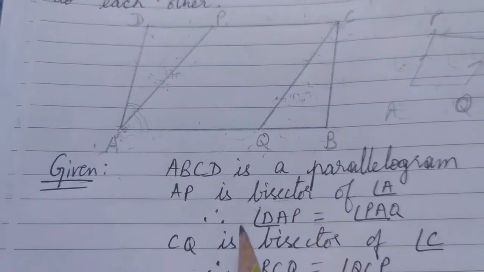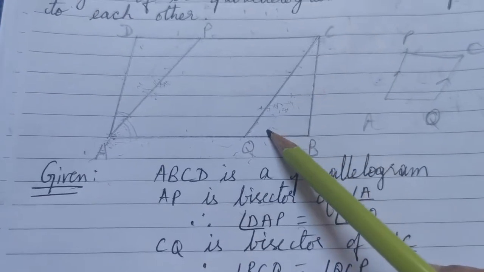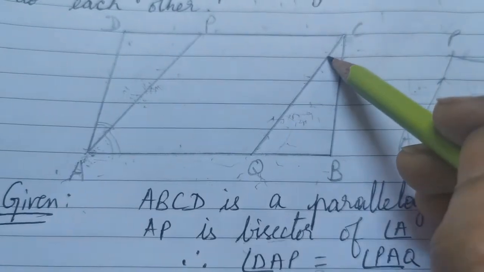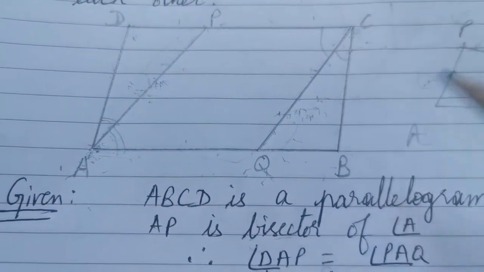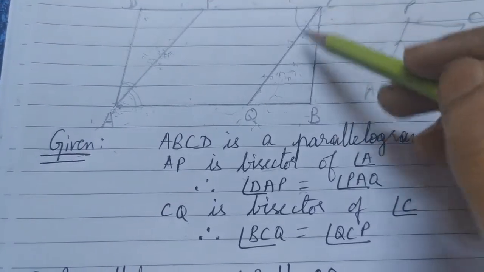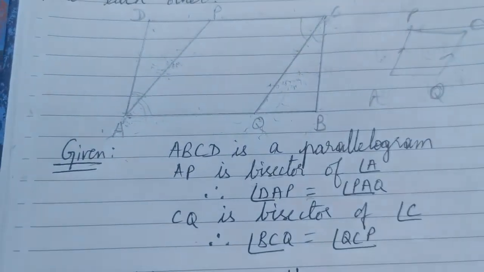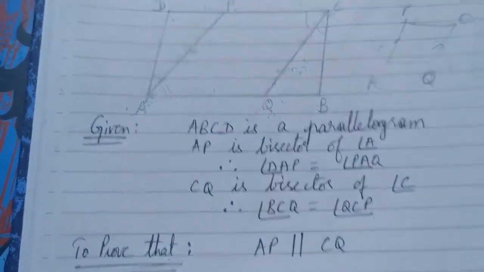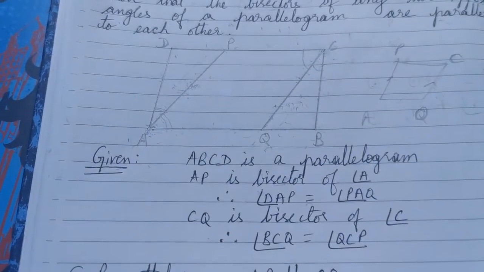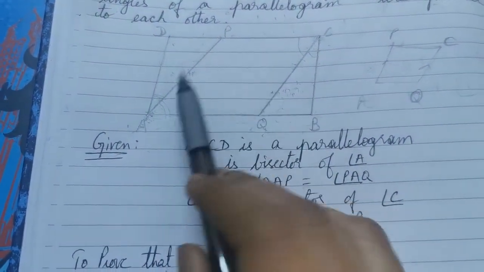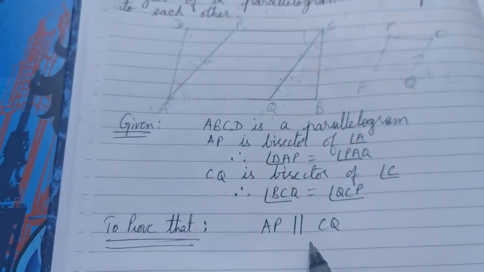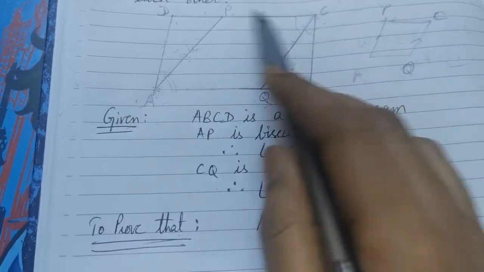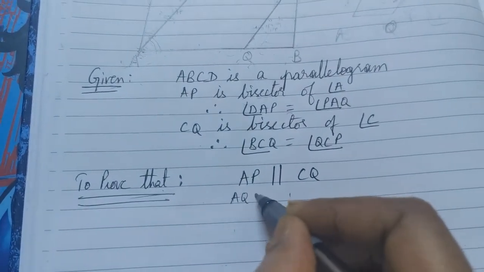So two parts. Next, CQ is the bisector of angle C. That means the entire angle C is divided into two parts, 1 and 2. So what are the names of the parts? BCQ and QCP. So C is divided into two parts, A is divided into two parts. Now in the question we are asked to prove that the angle bisectors are parallel. So we have to prove AP is parallel to CQ. I told you that to prove AP is parallel to CQ, we have to prove that AQCP is a parallelogram.